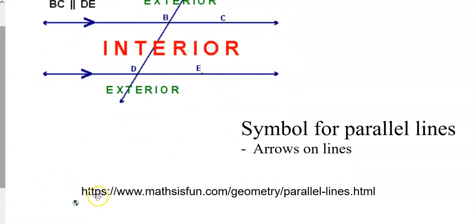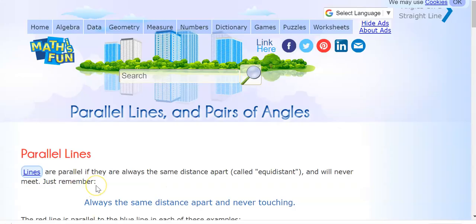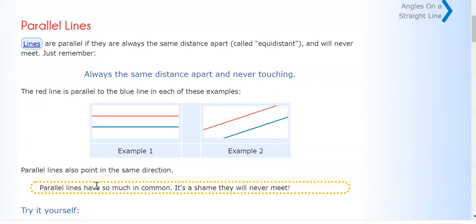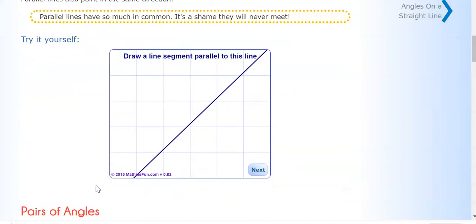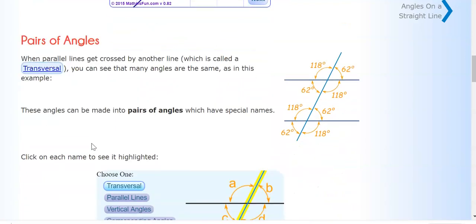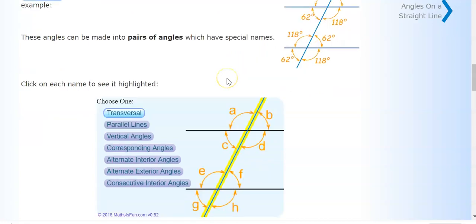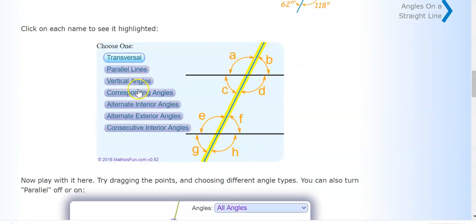If I go to this website, it allows me to play with this a little bit. Here they're describing parallel lines. This one you can try by yourself. I want to talk about the pairs of angles here. What's going on with this? Again, you have a transversal. You can see that we have a lot of supplementary and vertical angles, which we've talked about before, and then all of our different types of angles.